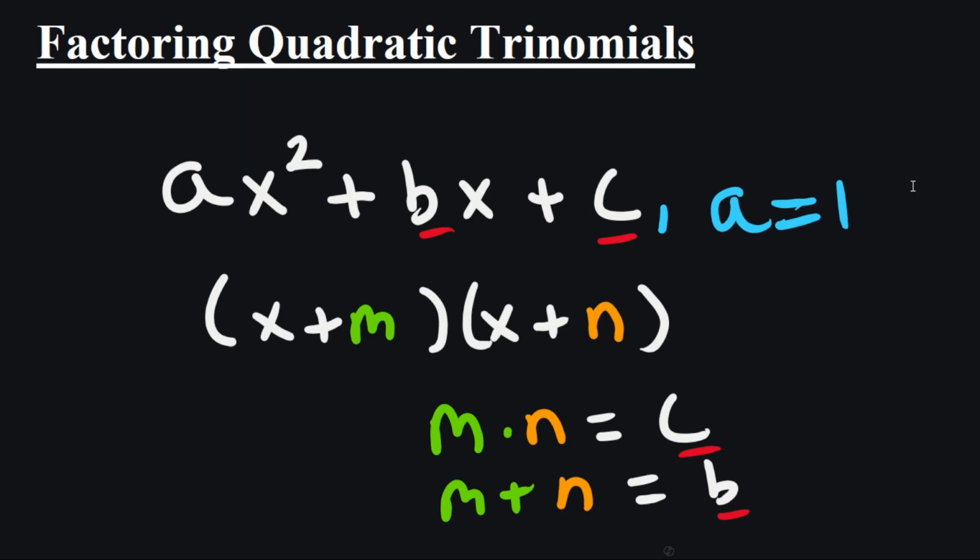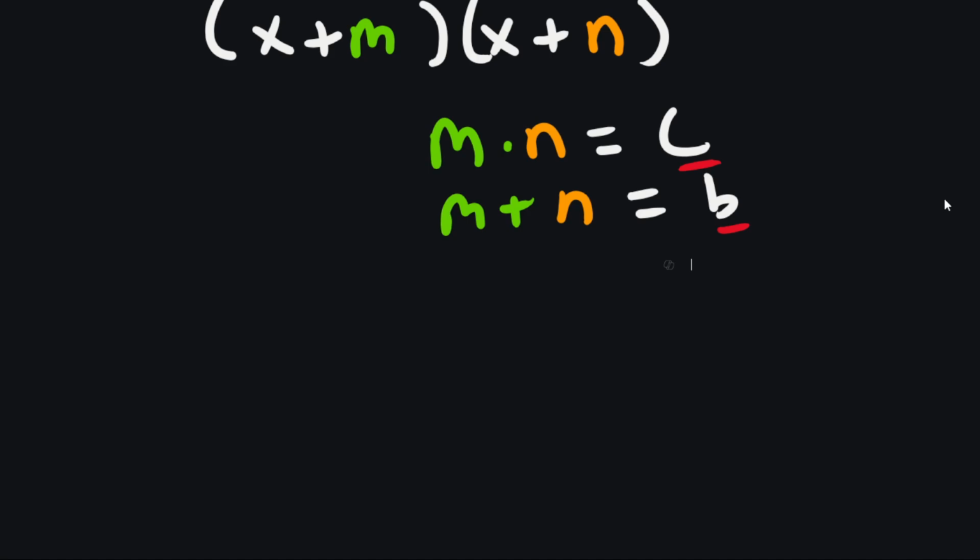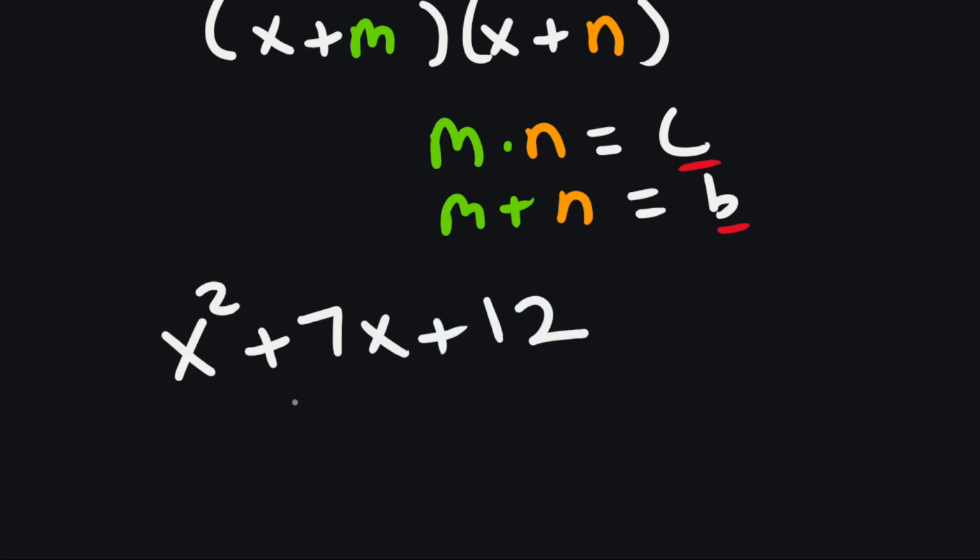So let's go through an example together. Let's scroll down. And let's say we had this trinomial right here. Let's say we had x² + 7x + 12. So in order to factor this, first we'll set up our parentheses. And it's important to understand that the a term in this case is 1. There's no number in front of it. That's just a 1 times x². So a is 1 in this case. So this method will work.